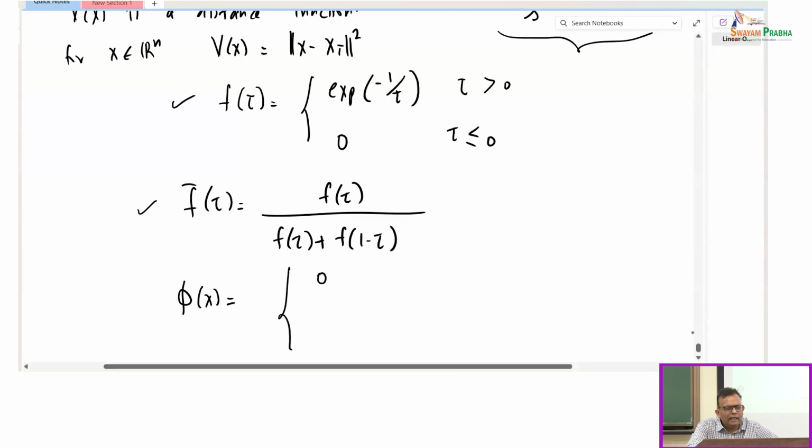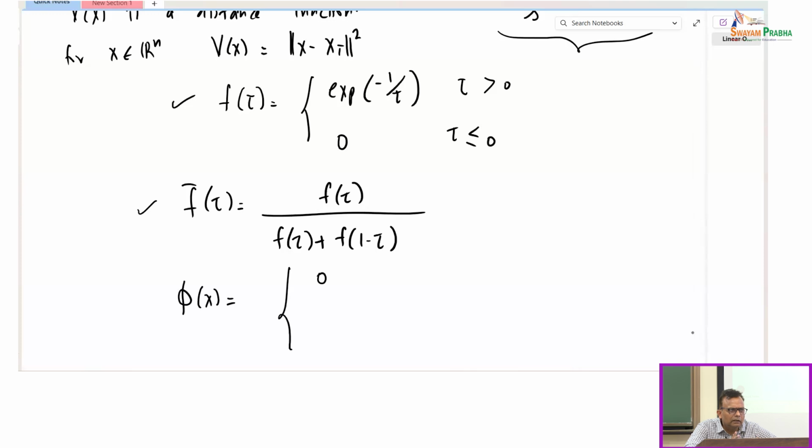So what am I ensuring when I'm doing this construction? The first thing I want to ensure is that these functions are smooth, C infinity functions, just because I'm going to take the gradient of this function when I'm trying to design the feedback control. So that's the ingredient in this construction. So phi of x is 0 for x belonging to the unsafe set.